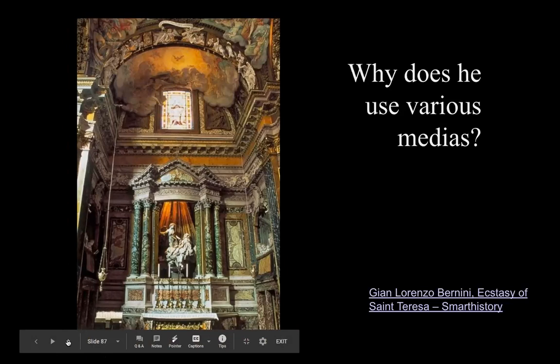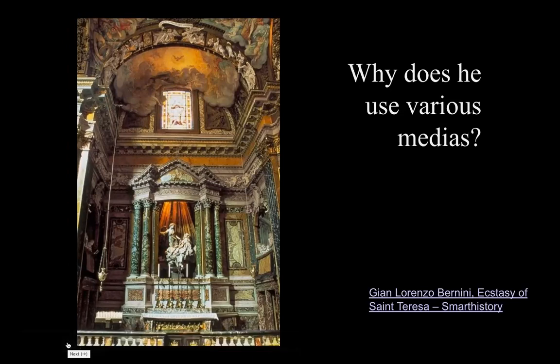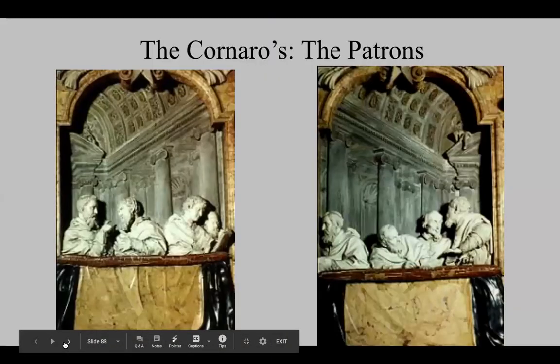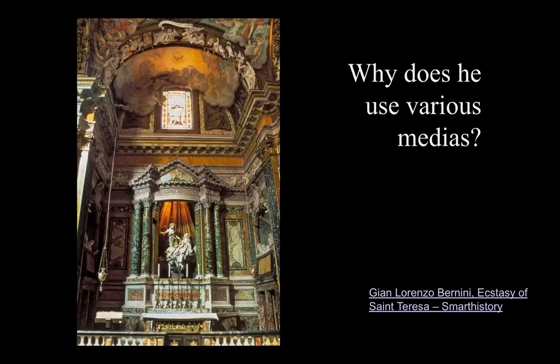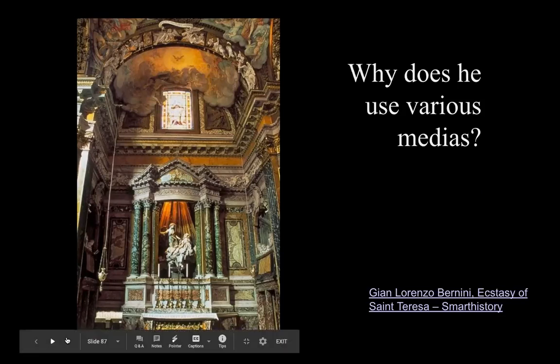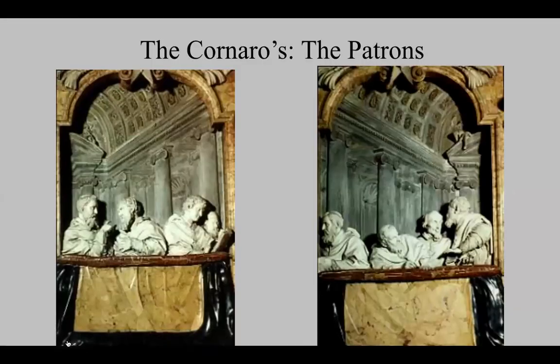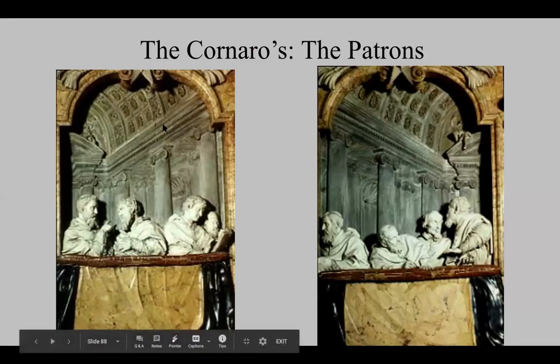Okay, so he uses all of these media in a very theatrical sort of way. Right? So on the sides, right? So this is kind of the central. We're talking about the sides right here. Okay? He basically made boxes for the patrons. It looks like the interior of a theater. So he's got the Cornaros, right? Hence the name of the chapel, who are the patrons. And so they look very classical, don't they? Sitting there in their classical robes in sculptural form. And then behind them, it looks like it's probably bronze. We have a depiction of illusionistic space in relief, right?